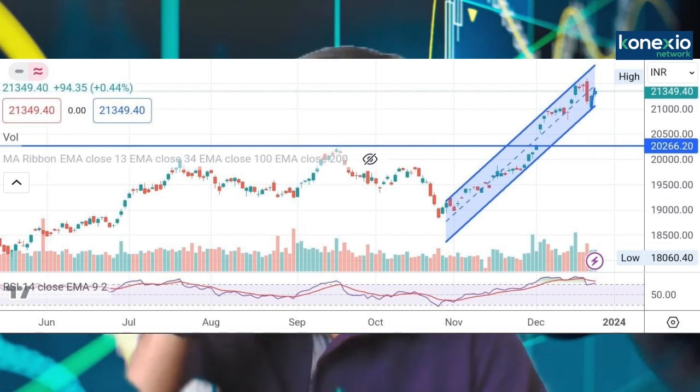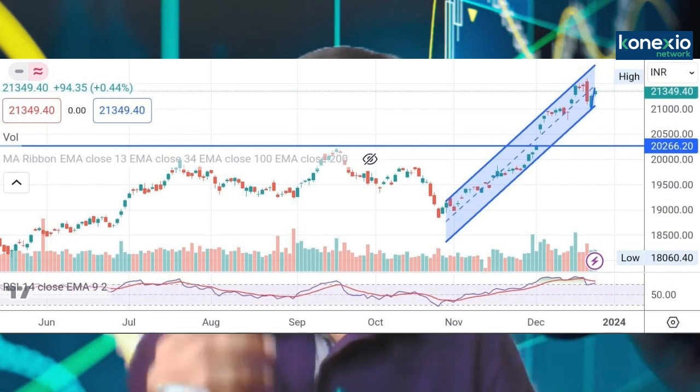So now let us discuss the important support and resistance levels in Nifty for the next week. So friends, the first support in Nifty is placed around 21,232. Below that, the second support is placed at 20,976, and the third support is placed at around 20,867.